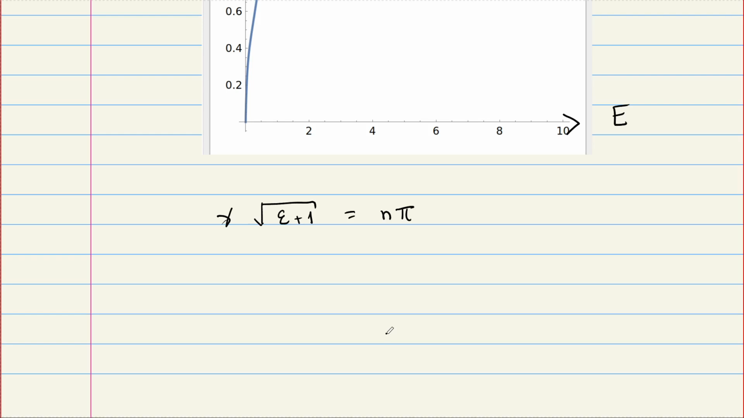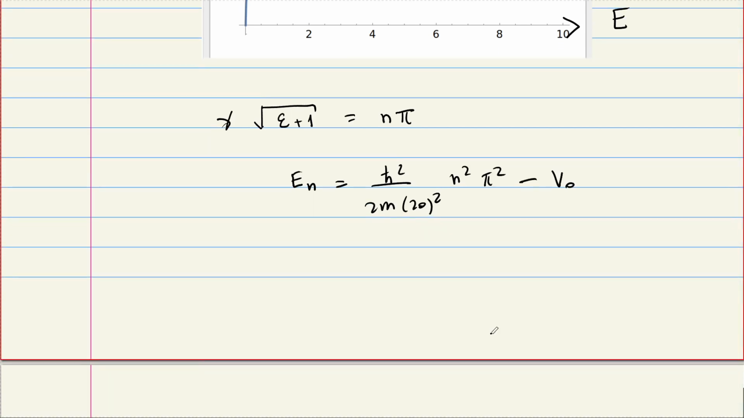And if you manipulate this, okay, let me find. So what you find from here is E n equals h bar squared over 2m 2a squared, n squared pi squared, minus V naught. So what is happening is you have this valve, and if you want, there is a trace of these box energies, right?